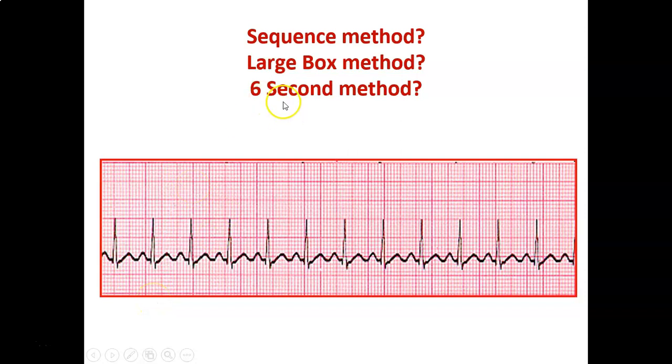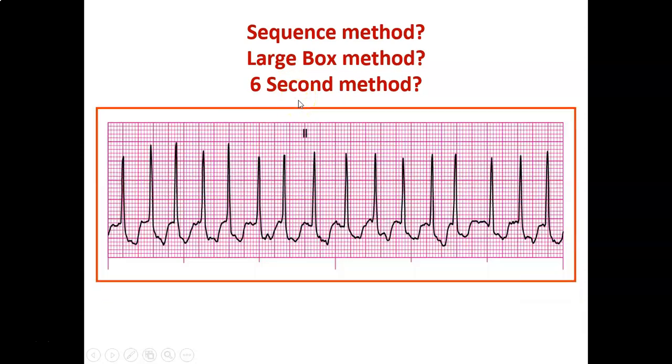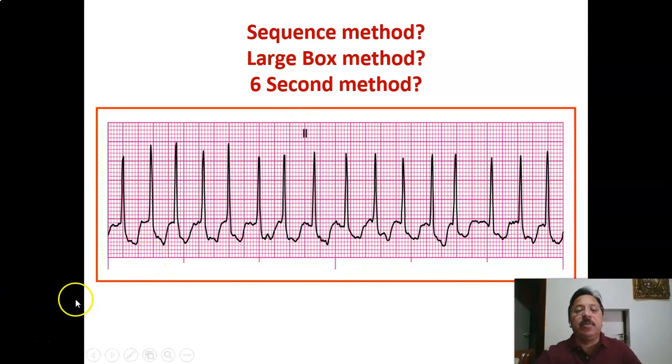So you can apply the sequence method as well, and you can apply the 6-second method as well here. Look at this rhythm strip. This rhythm strip is irregular. You see the distance between the two RR distance is not the same. The RR intervals are not equidistant. So here the sequence method is not applicable. Large box method is also not applicable. So the method which can be applied here is the 6-second method.